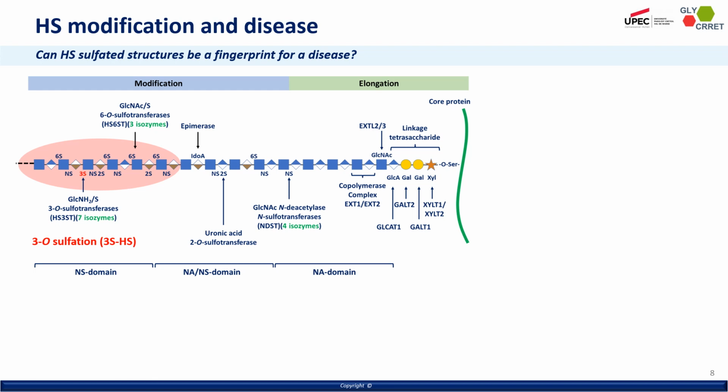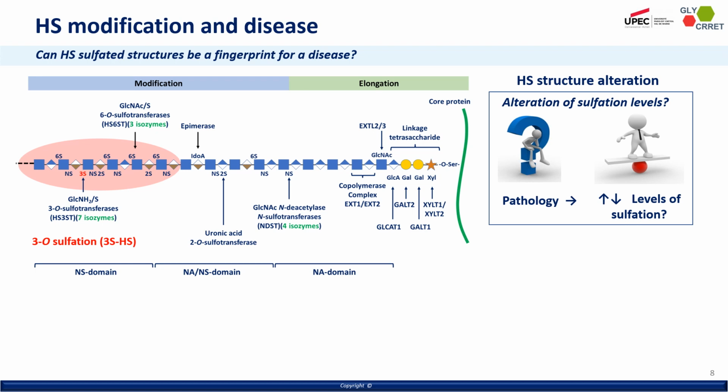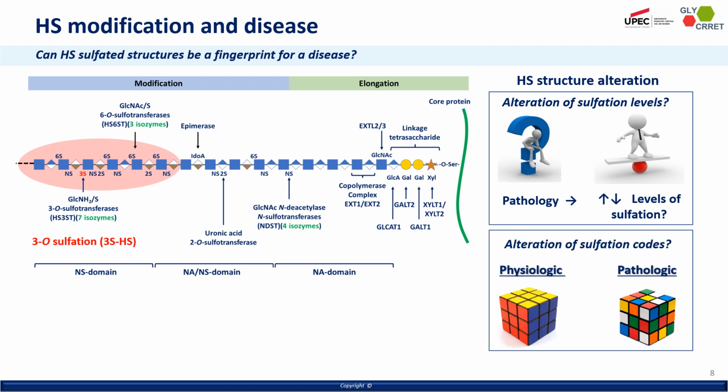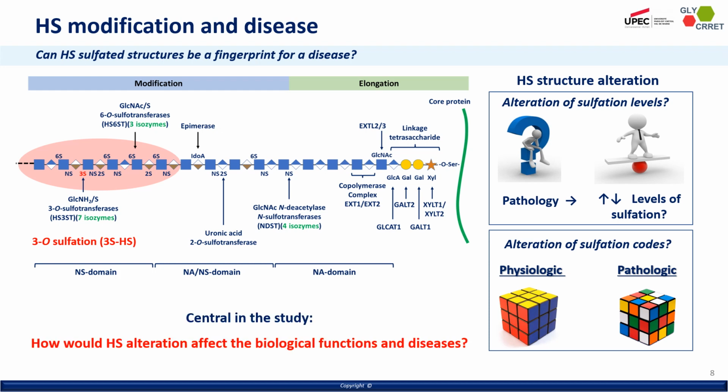Within this, we ask the question: can we have alteration of this heparan sulfate, for instance in the sulfation level? That means, when there is pathology, can we have more or less sulfation? And can we have alteration of heparan sulfate based on its sulfation pattern? We also call this the sulfation code. To make it more difficult, is it possible that going from physiological to pathological condition, we can have both situations? Central in our study, we asked the question: how would heparan sulfate alteration affect biological function and diseases?